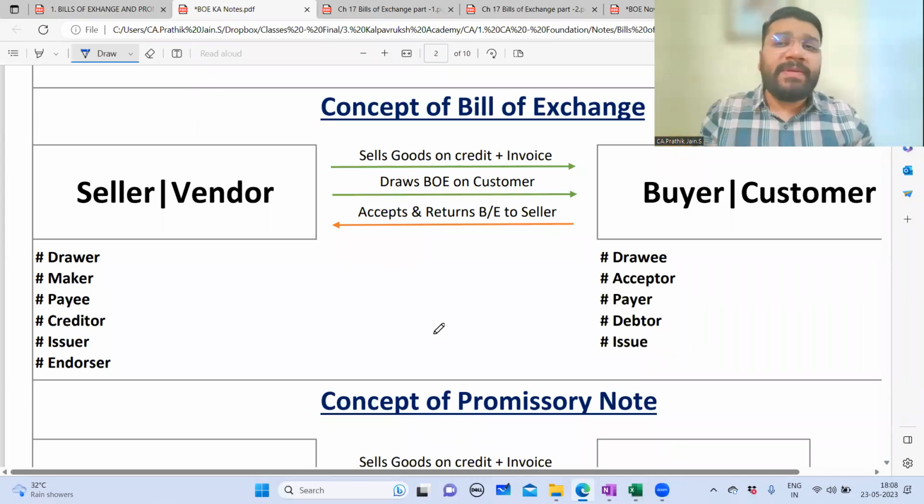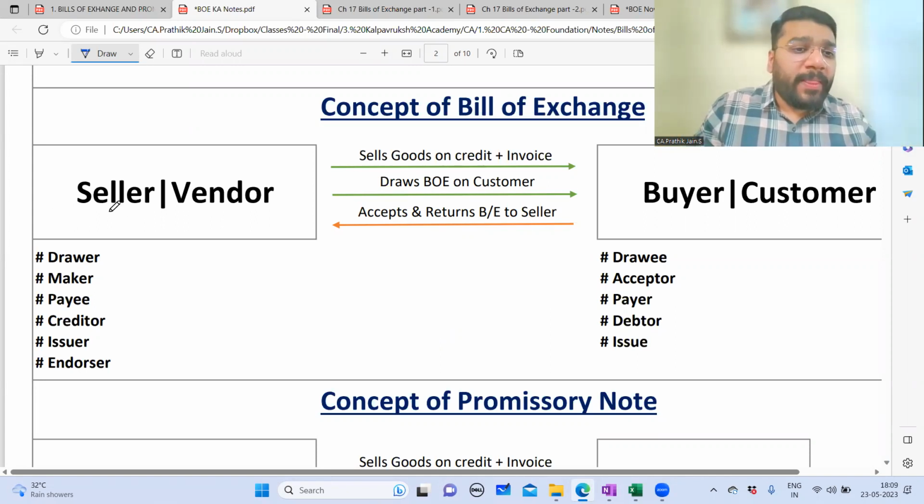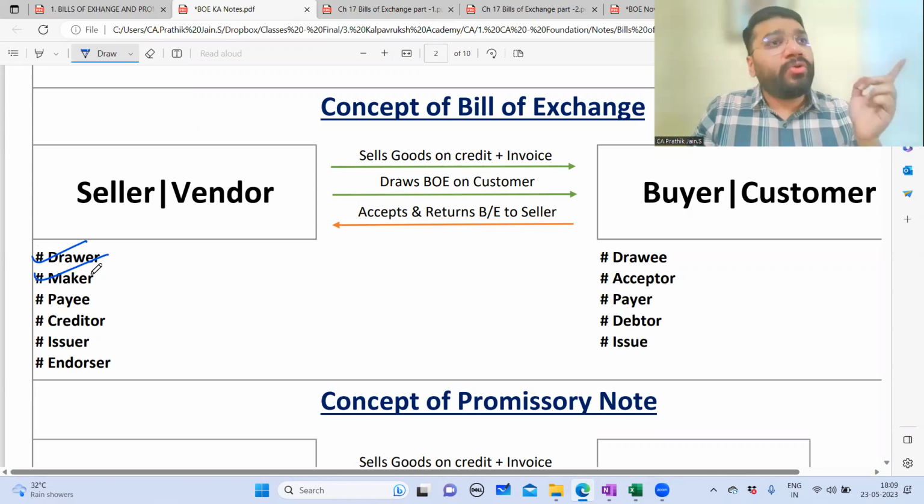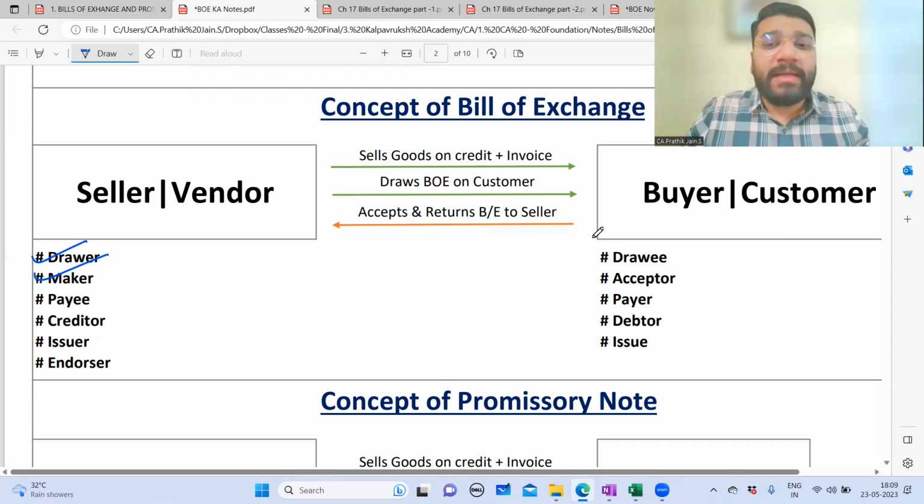When the customer receives such a bill, he has to go through all the terms and conditions of the bill of exchange, and he has to accept it. If he's okay with those conditions, he has to accept it and give that bill of exchange back to the seller. Here the person who prepares the bill of exchange is called a drawer. He's also called a maker. The person in whose favor the bill is drawn is called a drawee, and he is called the acceptor because he has to sign on the document. The person who is going to pay the money is called the payer, and the person who is going to receive the money is called the payee.